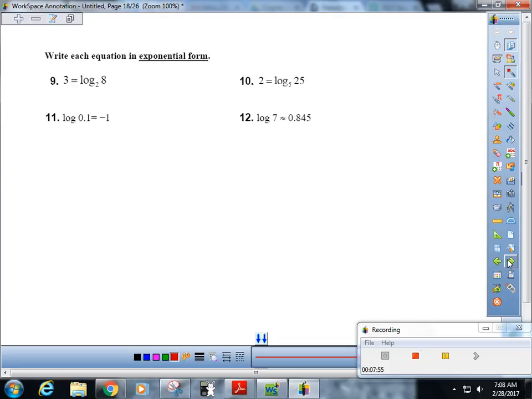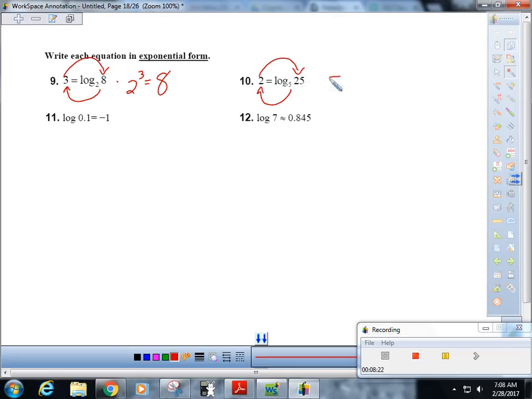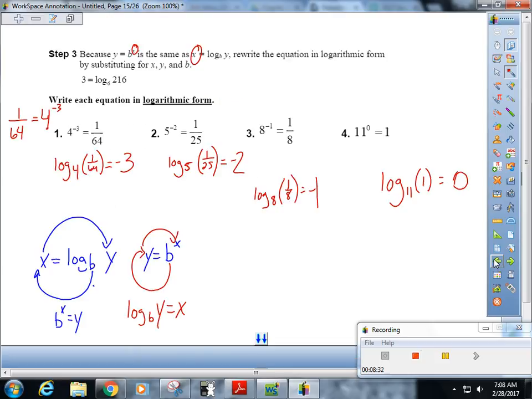So, here's your base. Well, let me go the other way. Two to the third equals 8. Okay, good. That's definitely right. Okay. 5 squared equals 25. That's definitely right. Okay, now, I got to scroll back a couple screens. I have not explained this to you yet because I was trying to do one thing at a time.